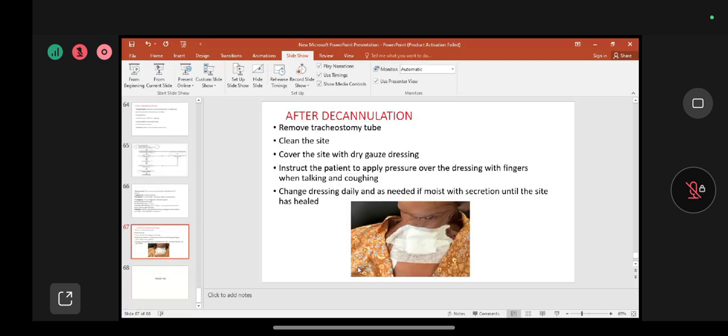After decannulation, the tracheostomy tube should be removed, the site cleaned, and covered with dry gauze and dressing. Instruct the patient to apply pressure over the dressing with fingers when talking and coughing, and change the dressing daily as needed. If moist secretion is present, then change the dressing.